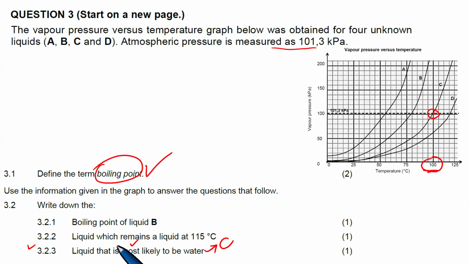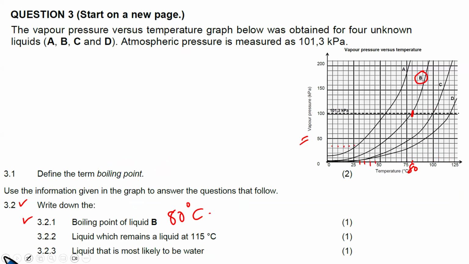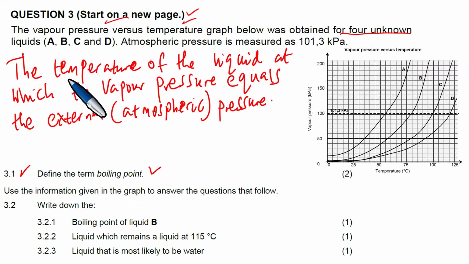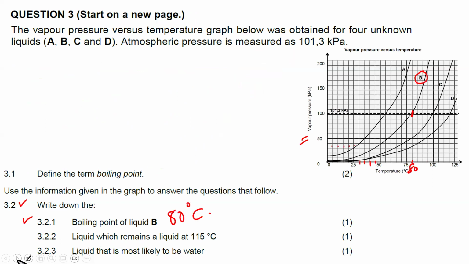So in 3.2.3, it is C, and C is nothing other than the liquid that is most likely to be water, because it is at 100 degrees that the vapor pressure is about the same as the atmospheric pressure. Okay, because that is how we define the boiling point. How did you define boiling point? Boiling point is the temperature of the liquid at which the vapor pressure equals the external atmospheric pressure. And therefore we continue.